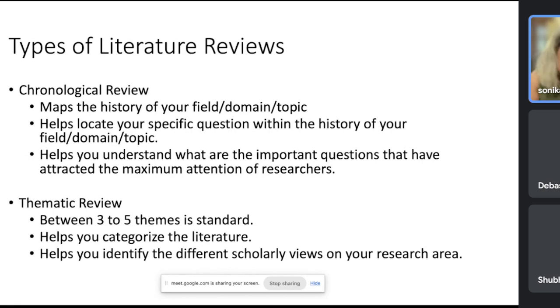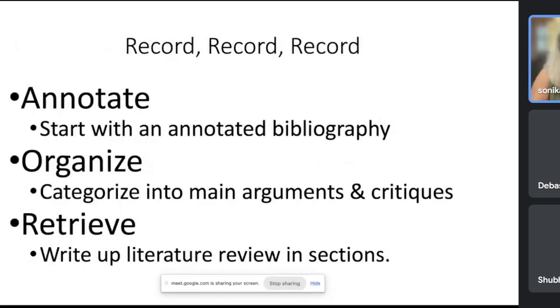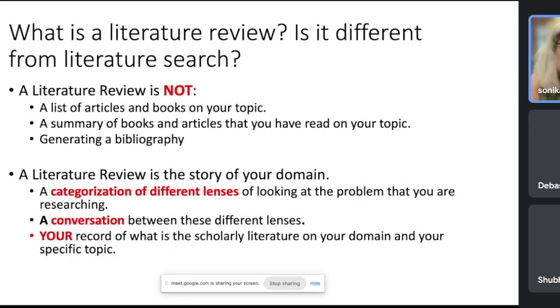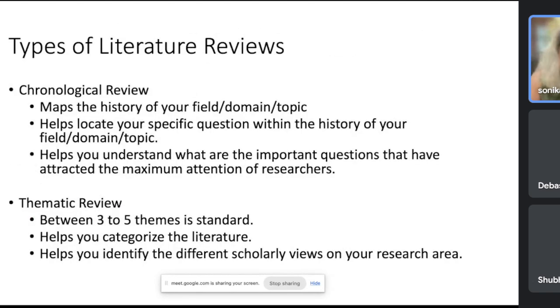Thematic reviews are reviews that allow you to do what I spoke about here, which is the conversation between different lenses. A thematic review is rewarding, but it's messier to write. So you should give yourselves more time if you're attempting a thematic review.